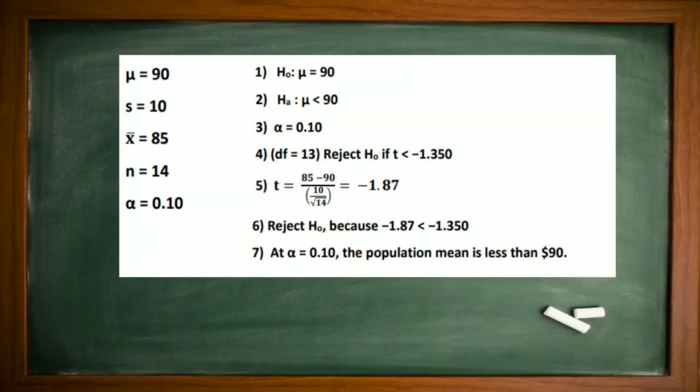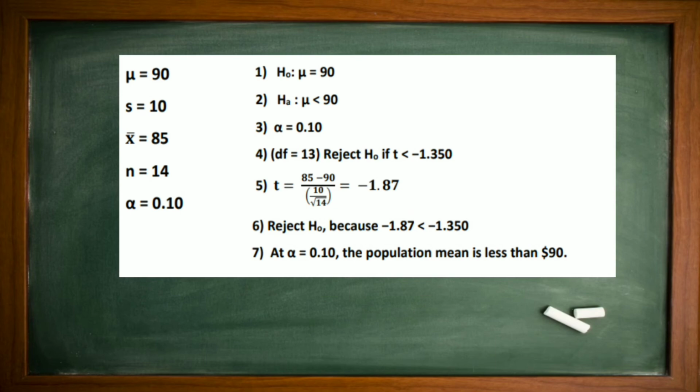Okay, so dito po yung gagamitin po natin is yung critical value approach. So ayan po, i-list down po muna natin yung ating mga parameters. Meron tayong population mean, which is 90. Meron tayong S or the sample standard deviation, which is 10. Meron tayong mean, which is 85. Meron tayong N or the sample size, which is 14. And then our alpha value or the significance level of 0.10.